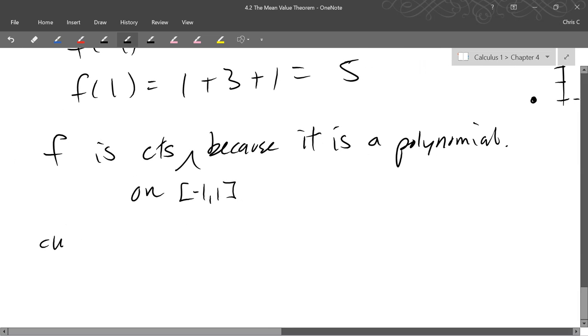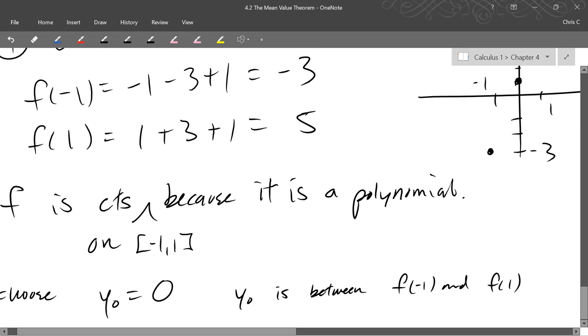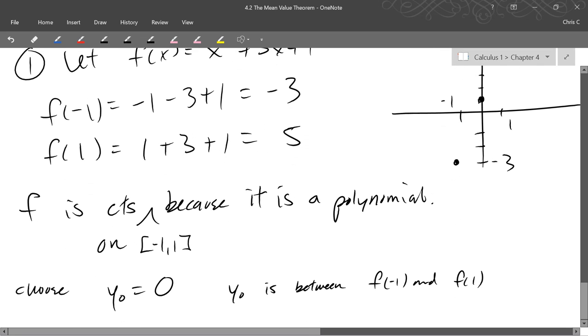So I'm choosing y naught. So y naught is between f of negative 1 and f of 1. We computed those two, negative 3 and 5, so it's in between negative 3 and positive 5. So this is the hypothesis for the intermediate value theorem. We've got a y in between the two other y values, we've got a continuous function, so we can apply the intermediate value theorem.